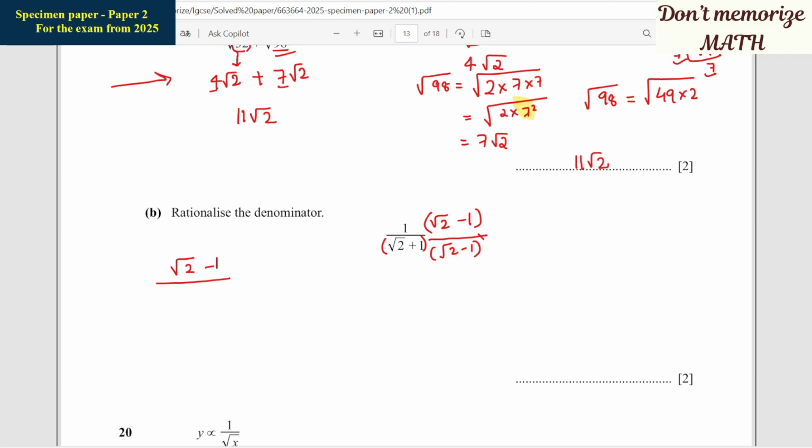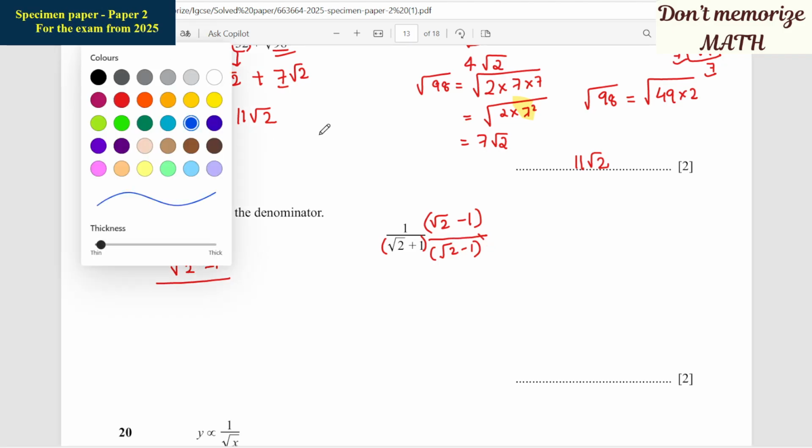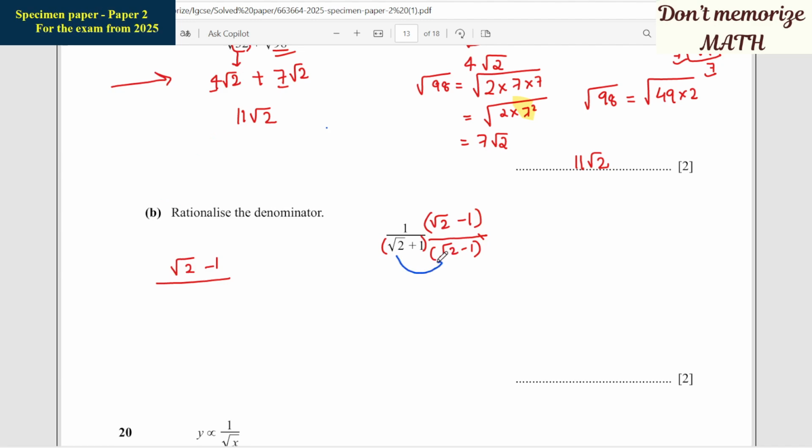Okay, so either you can do the normal method, multiplying two brackets, like root 2 times root 2, you will get 2, root 2 times minus 1, you will get minus root 2, then 1 times root 2 is root 2, then 1 times minus 1 is minus 1, then you can cancel root 2 and root 2, you will get the answer. Otherwise, here what I am doing is, you already studied the identity, a plus b times a minus b is a square minus b square. This is a very important identity that you can use here.